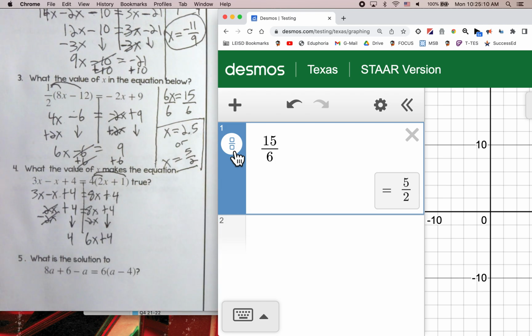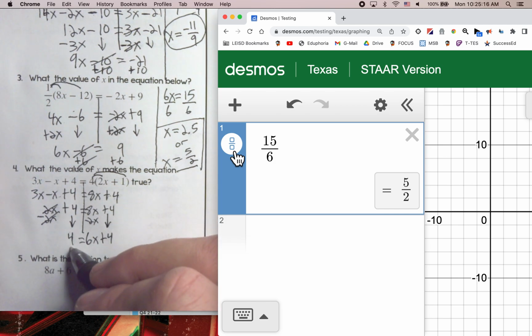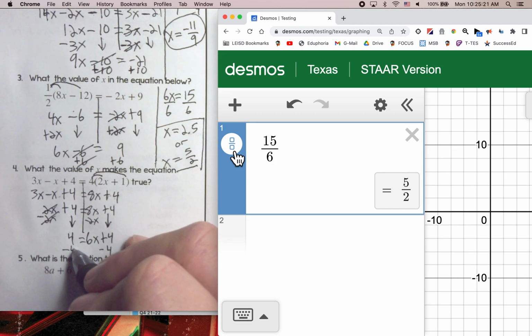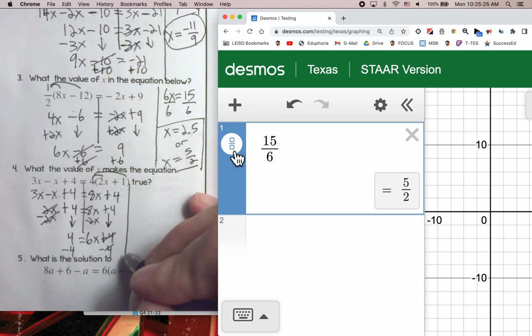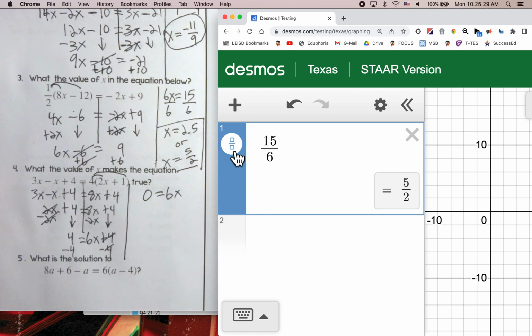Now, after I've collected variables to one side, I'm going to gather all the constants to the other. So I've got to get rid of this plus 4 by doing its opposite, which is minus 4. 4 minus 4 is 0, and 4 minus 4, I'm once again running out of room, is 0. So 0 equals 6x. That's okay.